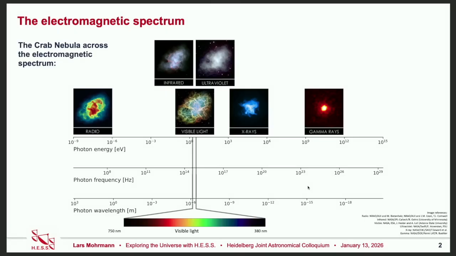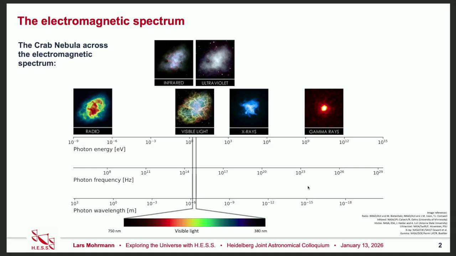This is the electromagnetic spectrum, which all of you know extends over many decades, and you can express it in terms of the photon wavelength or the photon frequency, or even the photon energy. In any case, if you look at the visible light, which we see with our eyes, it's important to realize that this is only a very tiny fraction of the spectrum.